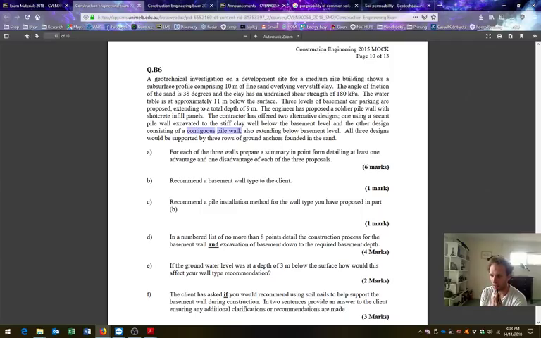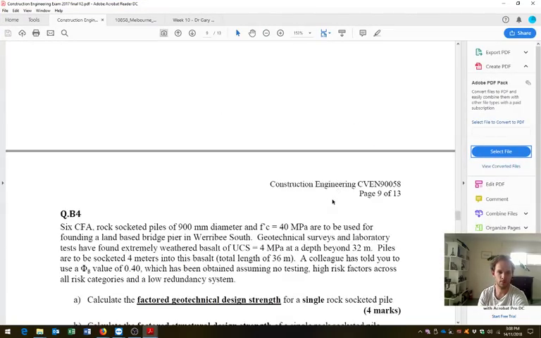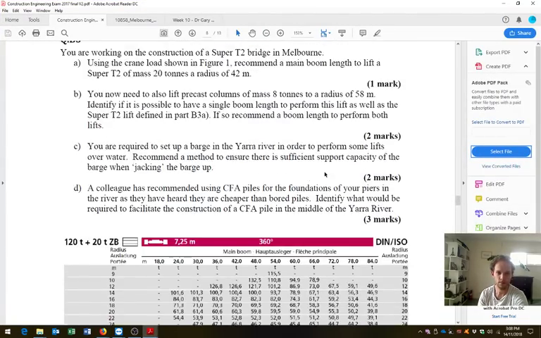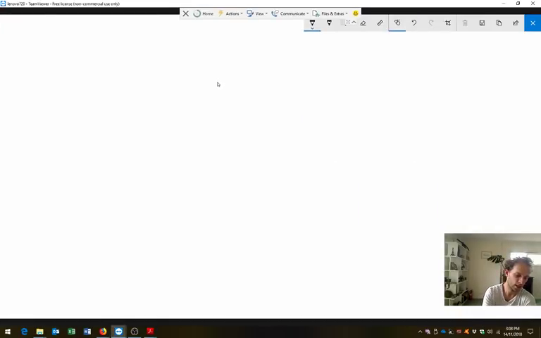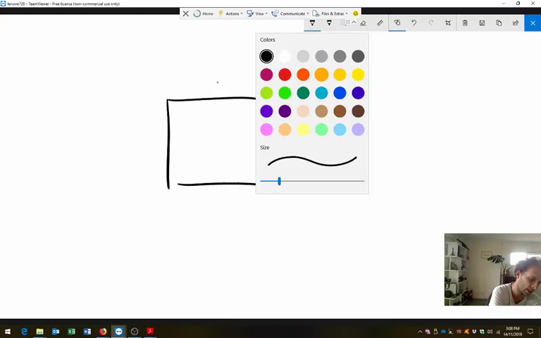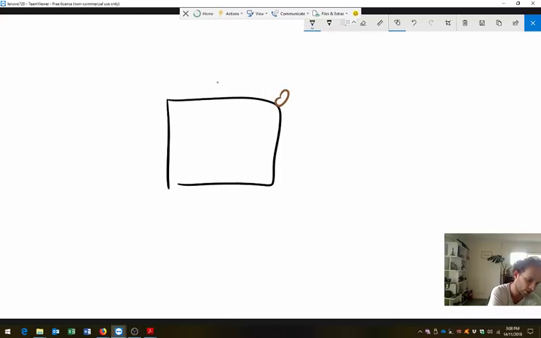So, Fraser, 2017 B3C, ensuring sufficient support capacity of the barge for a crane in the Yarra. Okay, let's check it. Okay, yeah, so you wouldn't know the answer to this, Fraser, because we didn't really cover it this year. But for your own interest, what we would do to ensure we had sufficient capacity for our barge, this is in plan view. Here is our barge, and it has jack-up piles on the corners.